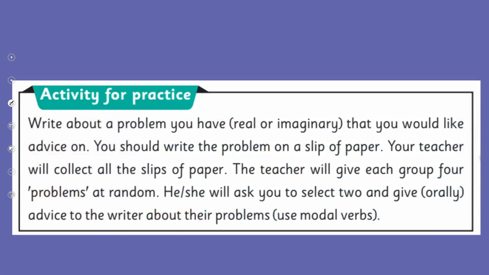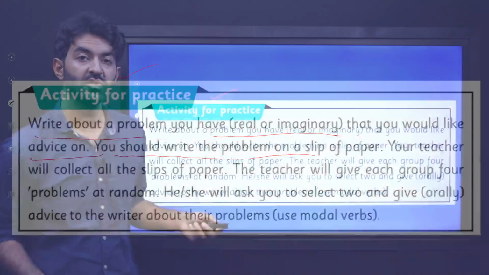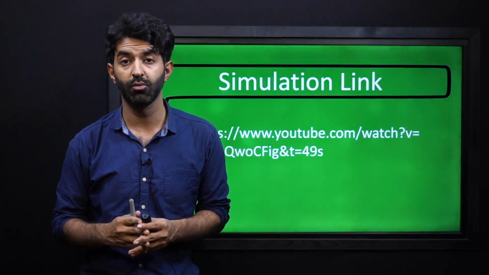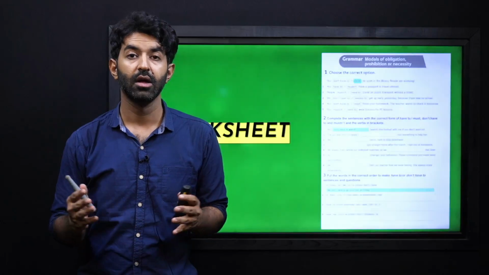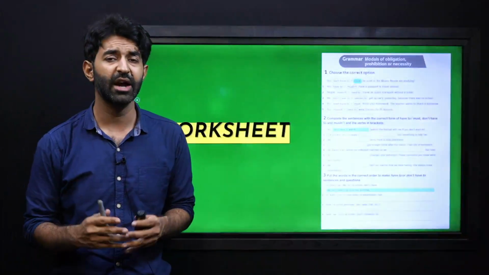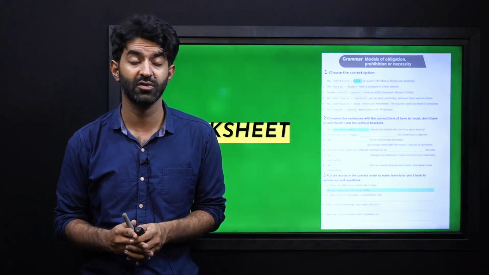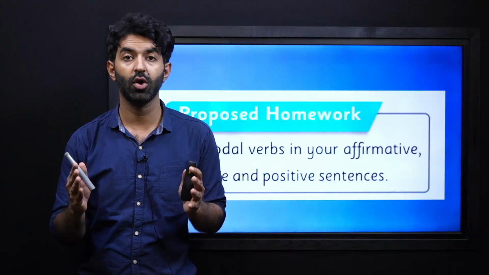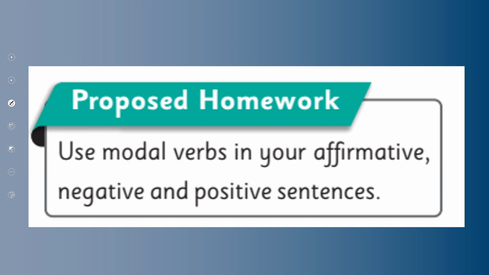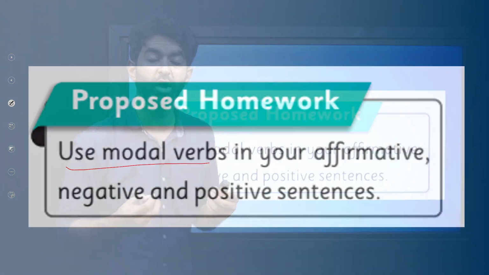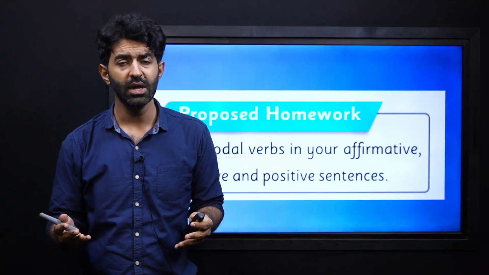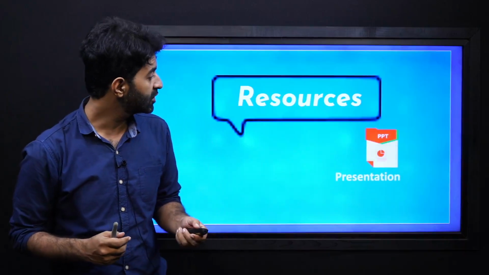Now, students, this is your activity for practice, and you can consider it as your homework as well. You have to write about a problem you have. It could be real or imaginary that you would like advice on, and you should write the problem on a slip of paper. So you can read the instructions below and do this activity. You can watch this simulation link for more information, and here you have your worksheet attached that you need to solve. This will be distributed to you by your instructor or teacher, and you must do it in order to check your understanding. For your homework, you have to use the modal verbs, whether in positive, negative, or interrogative form. So these are all your resources over here.